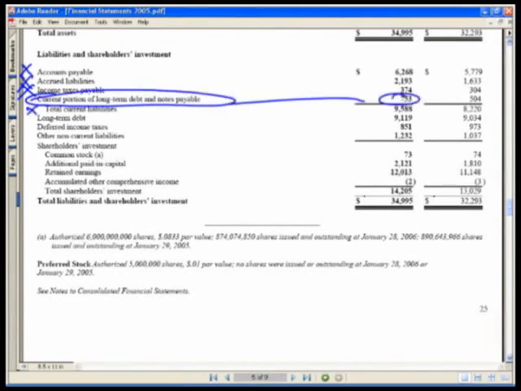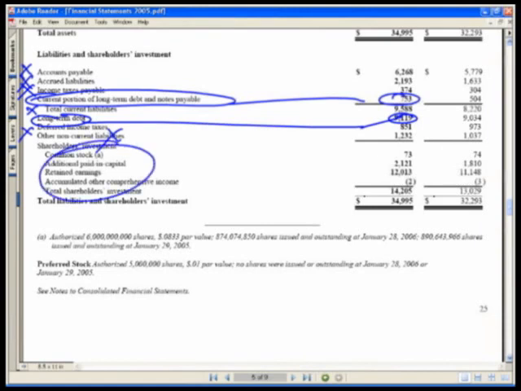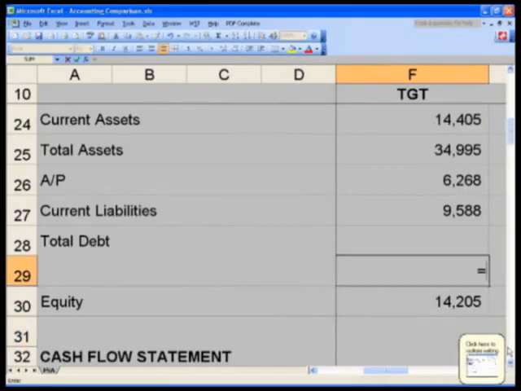Current portion of long-term debt and notes payable, that sounds like a debt item to me. Total current liabilities, no, that's a subtotal. Long-term debt, that sounds good to me as well. Deferred income taxes, nope. Other non-current liabilities, doesn't sound like it's going to fall under debt either. Shareholders investment, no dice. So now you would take the 753 number and add to that the 9119 number.